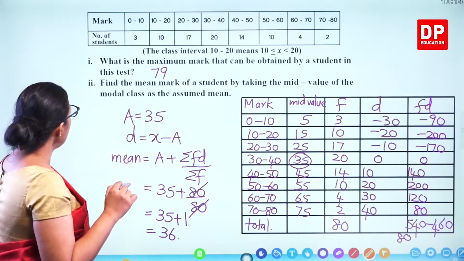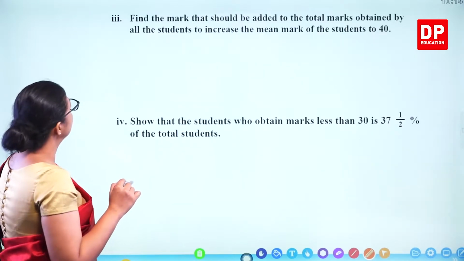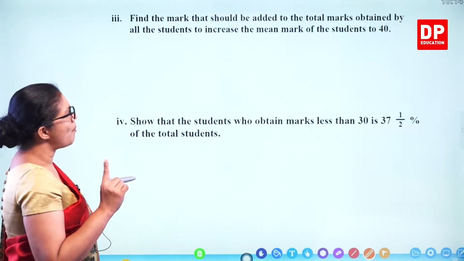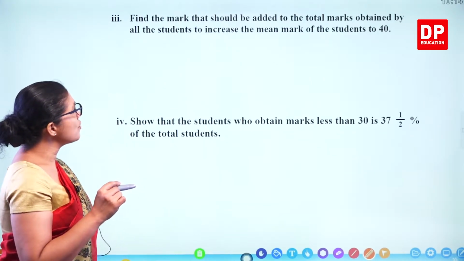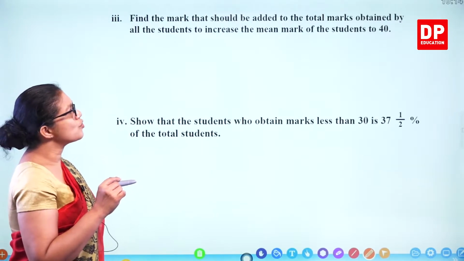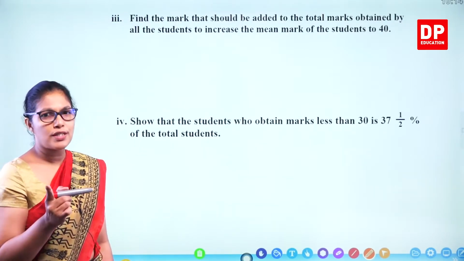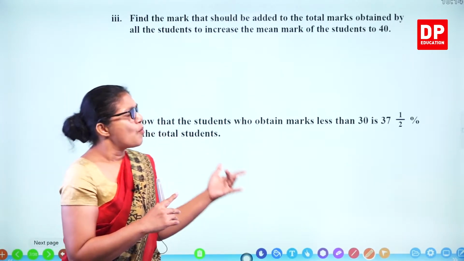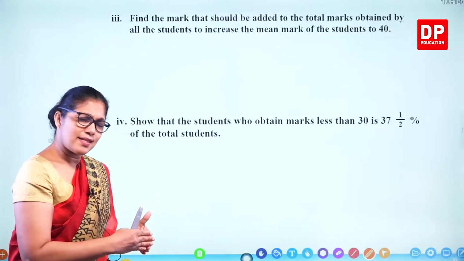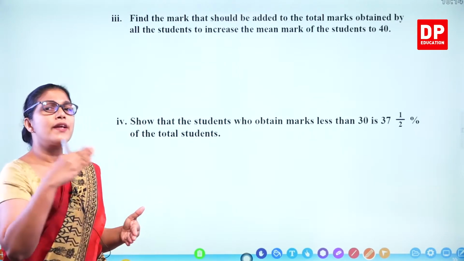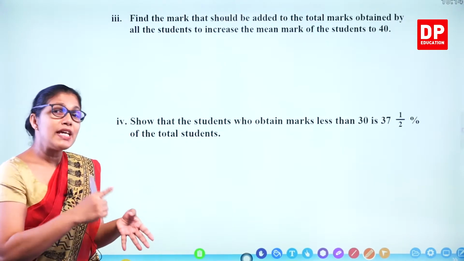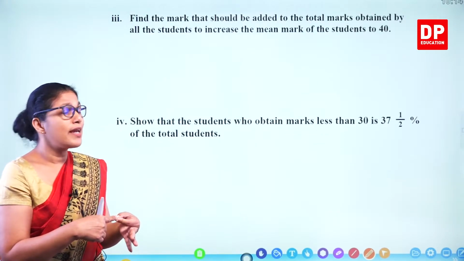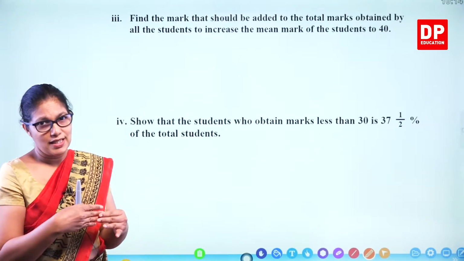We'll take the next one. Find the mark that should be added to the total marks obtained by all the students to increase the mean mark of the students to 40. Now, 36 is the mean value and now increased by 4. So each student's mark should be increased by 4 to get the average 40.